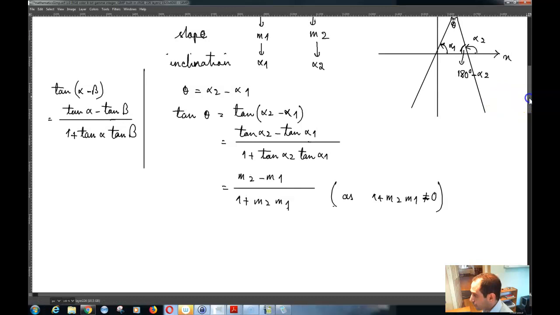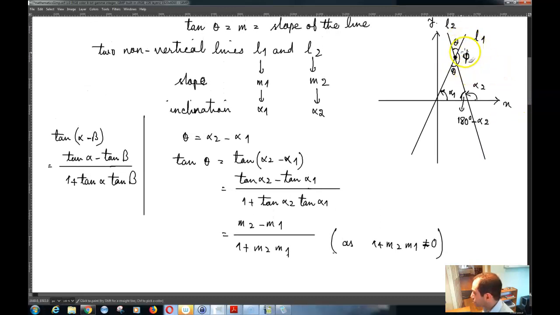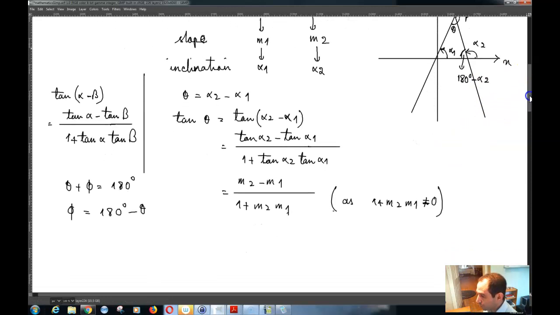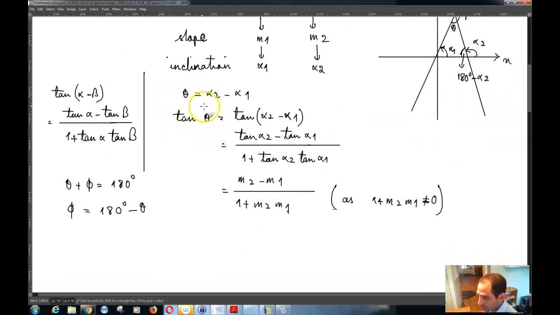Now there was one more angle over here, which was basically called phi. You know that theta plus phi is equal to 180 degrees. So then phi is the same thing as 180 degrees minus theta, and tan of theta was basically, let me see what we have over here. So over here we calculated tan of theta.